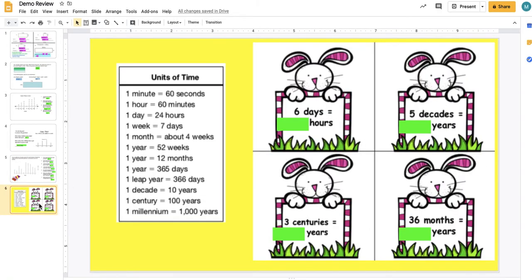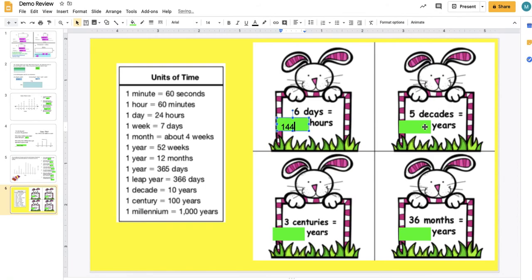Conversions. 6 days. I have to know that there are 24 hours in one day. So how many hours would be in 6 days? I need to do 6 times 24, or I could add 24 six times and get 144 hours. 5 decades. I know we've talked about that. A decade is 10 years. So 5 decades, 5 times 10 would be 50 years.